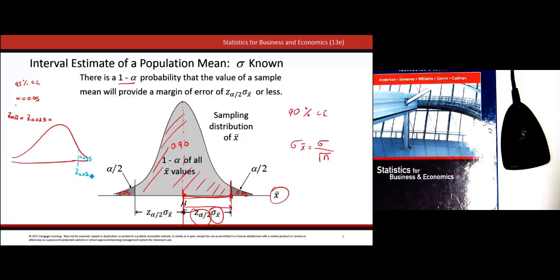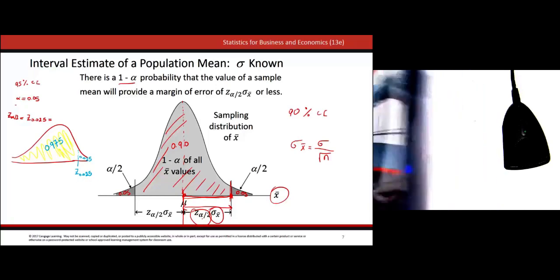So this is Z.025. If that upper tail area is 0.025, how about this area? Since the total area must be 1, it is 0.975. So now how do we find this Z.025?